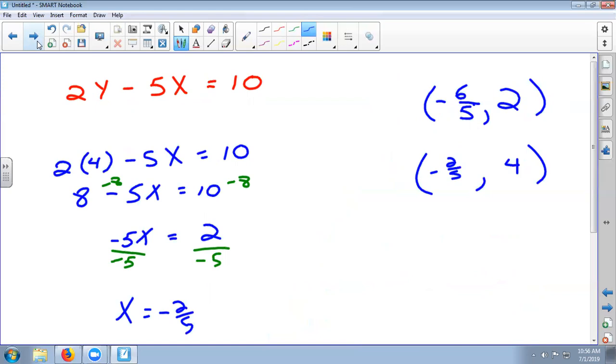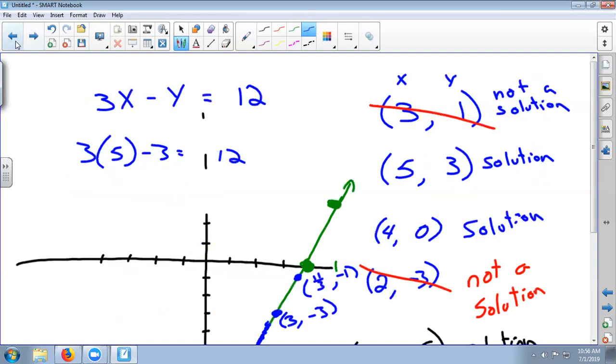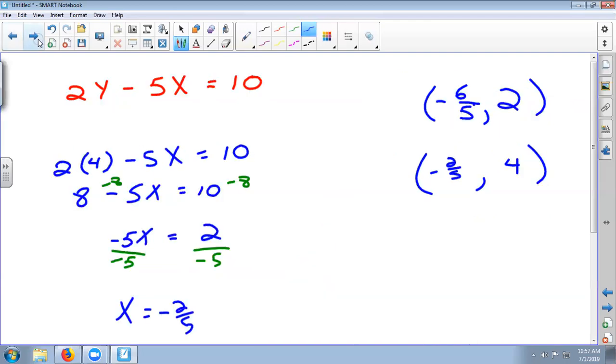Say Y equals 4. Okay, cool. Y equals 4 seems perfectly reasonable. Plug it in. If X and Y are both given, then you plug them both in. Here, X and Y were both given: X equals 5, Y equals 3. So I plug them both in and see if it works. Here, we just make one up.